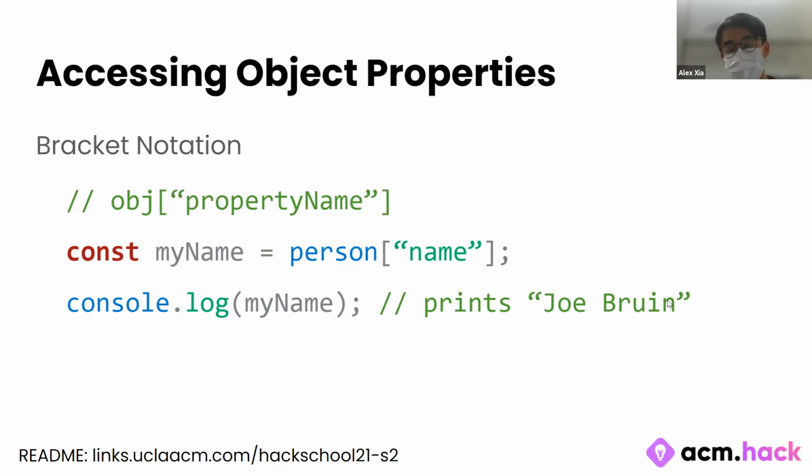The second method is using bracket notation. Its form is the object's name, then square brackets, and then in quotes the property name. Similar to the previous example, if we wanted Joe Bruin's name, we simply do person, square bracket, and then in quotation marks name, and then we assign that to myName. When we print it out, it prints out Joe Bruin, same as before. Any questions?